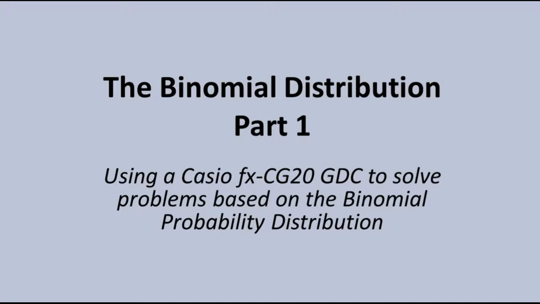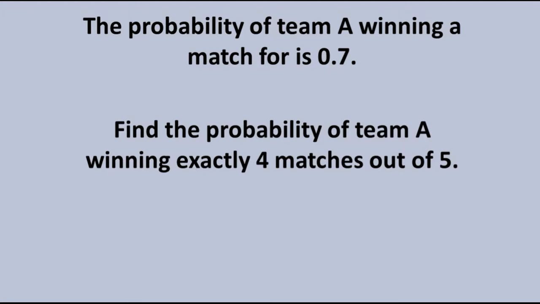So the question we're going to work with for this problem is based on a sports team, Team A, and their probability of winning any match is 0.7. And we want to find the probability that the team wins exactly 4 out of 5 matches that they play.